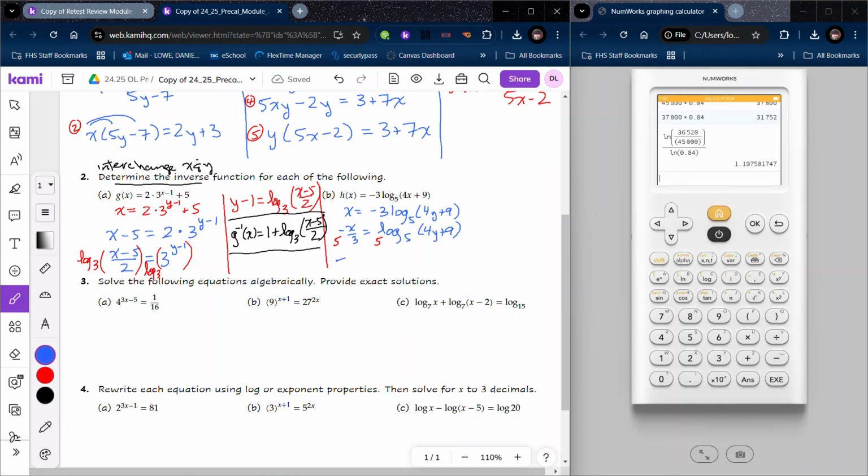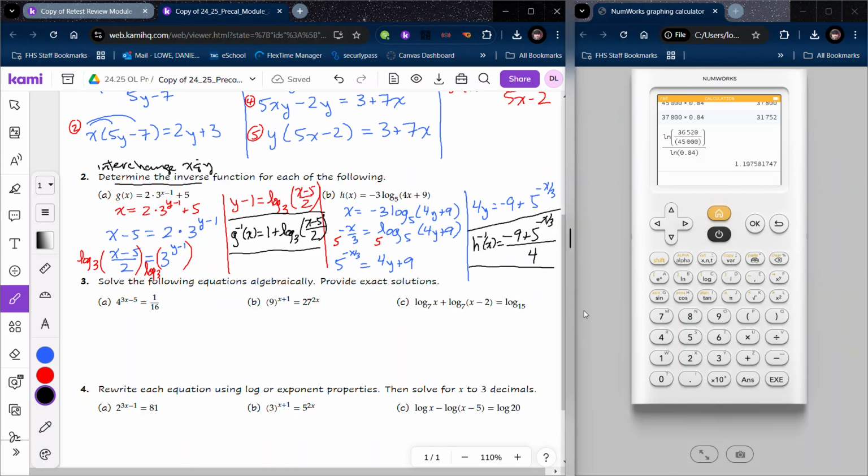So that means that 5 raised to the negative x over 3 is equal to 4y plus 9. Okay, subtract 9 from both sides. That means that 4y is equal to negative 9 plus 5 to the negative x over 3. And lastly, I get to my inverse, that the inverse of h is going to be negative 9 plus 5 to the negative x over 3, all of that divided by 4. All right? And so there I have my solution.